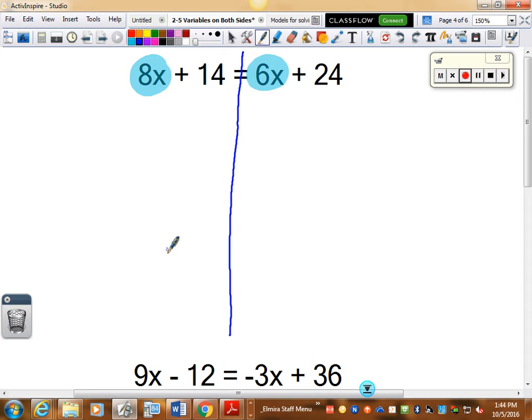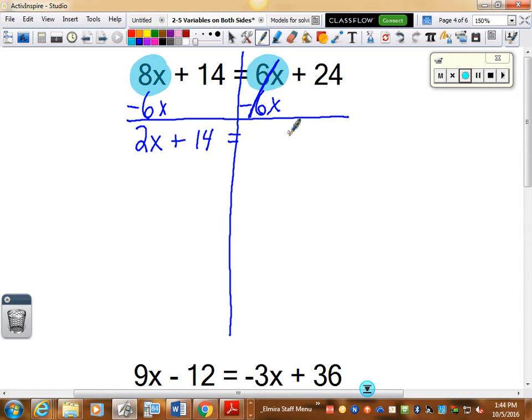Okay. 8x and 6x are my warriors. 6x, they're the weaker ones. They're going to get taken out. However, remember, because of equality, you have to take 6x out of 8x as well. So that leaves 2x. Bring down plus 14. The 6x's cancel, and the 24 comes down. I don't need the plus sign in front of the 24 anymore because it's just a positive 24 now, and we don't need it.